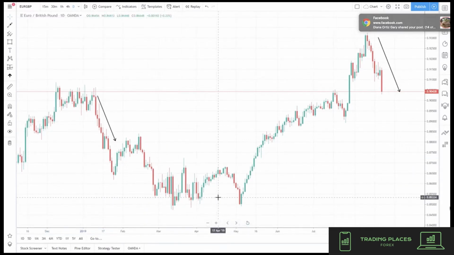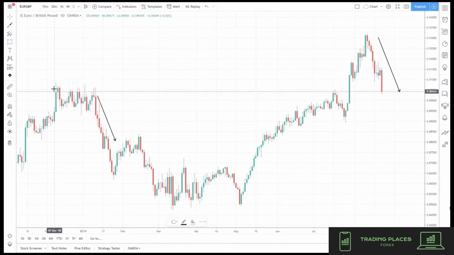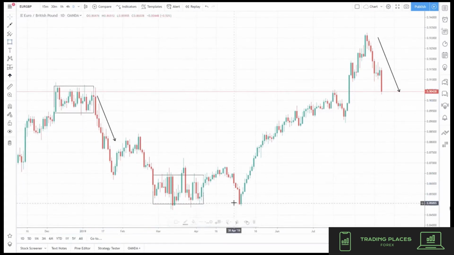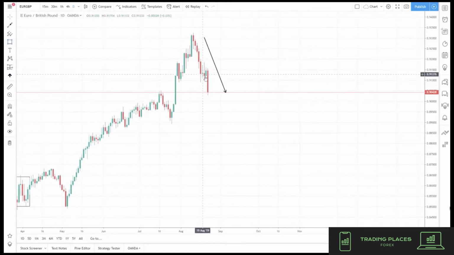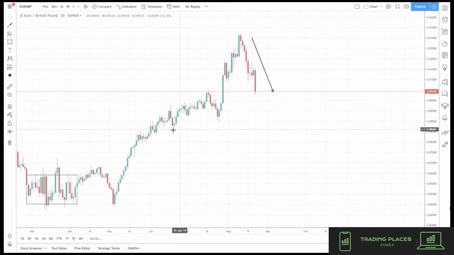But then we also want to understand and be able to identify consolidation periods, right? Consolidation periods are periods like this right here. So this box up here, and then periods like this box down here. And then obviously we have smaller consolidation periods or very slow trending periods like this.